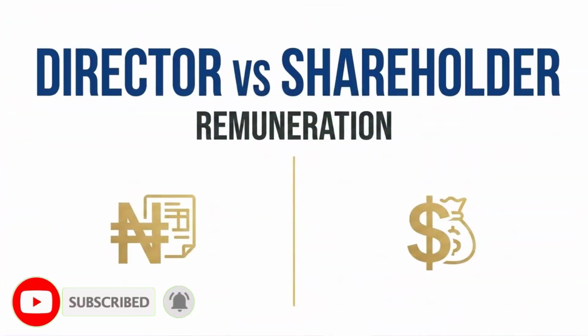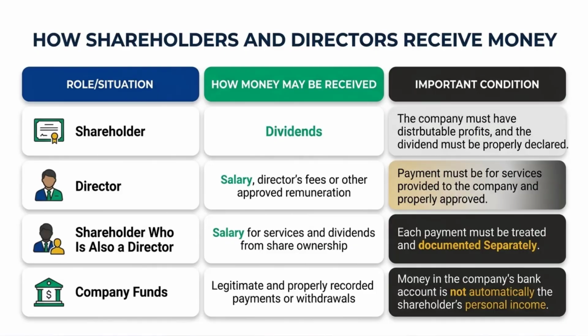How do they receive money from the company then? Now, a shareholder may receive money through dividends when the company has distributable profit and a dividend is properly declared. A director may receive a salary, director's fee, or other approved remuneration for the services provided to the company. If someone is both a shareholder and a director, the person may receive a salary for working in the company and then dividends because of share ownership. These payments are not the same and they should be properly documented. A shareholder should not treat every amount in the company's bank account as personal income. Company money must be used and withdrawn for legitimate, properly recorded purposes.